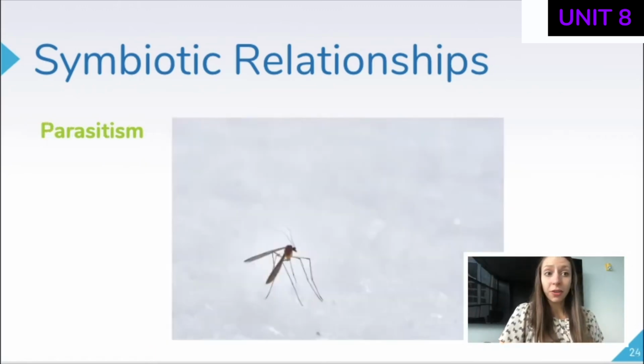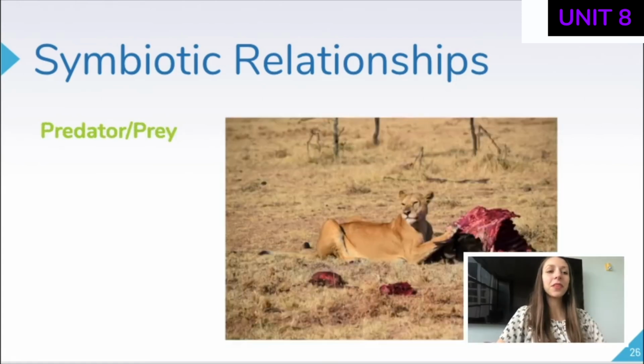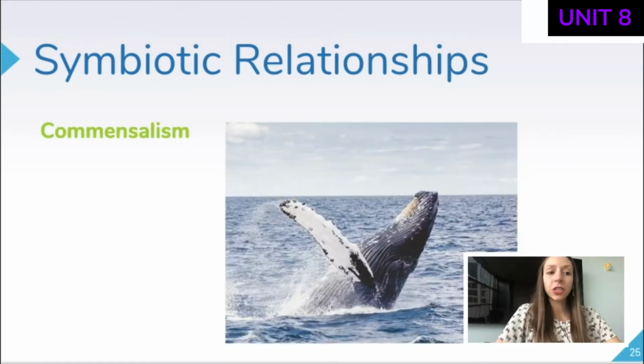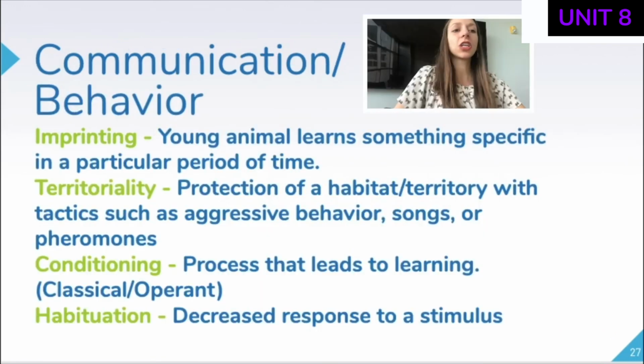Another type of symbiotic relationship is parasitism. This is where one organism benefits and the other is hurt or harmed. Mosquitoes, and of course the protist that causes malaria, are parasites as well. Commensalism is a type of relationship where we have one organism benefiting and the other is neither hurt nor harmed, and these are things like barnacles that attach to a whale. Now, there's also predator-prey relationships, which can be very dynamic, and predator-prey populations can fluctuate depending on what's happening within the ecosystem.